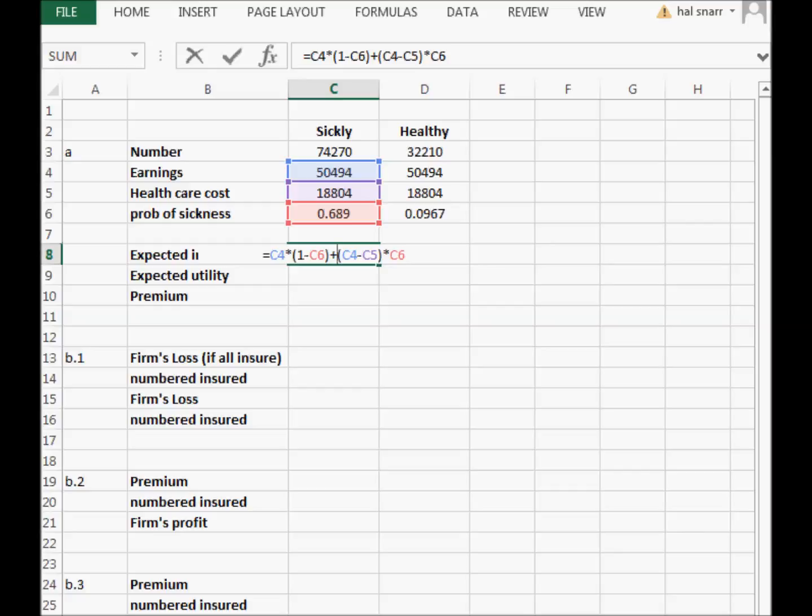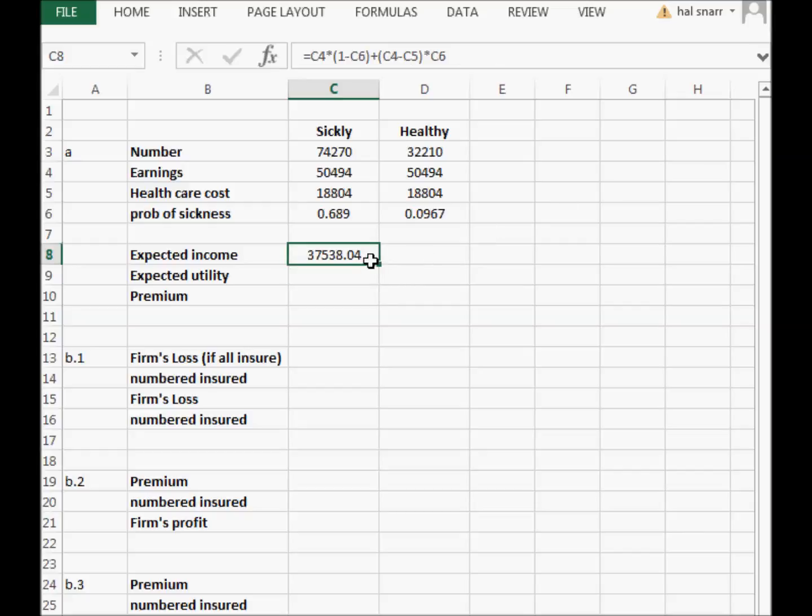If the person gets sick, they have to pay to get better. The cost of getting better is $18,804, C5. We have to subtract that from the earnings in C4. And we multiply that by C6, which is the probability of getting sick.